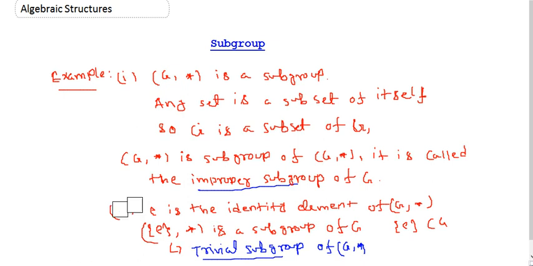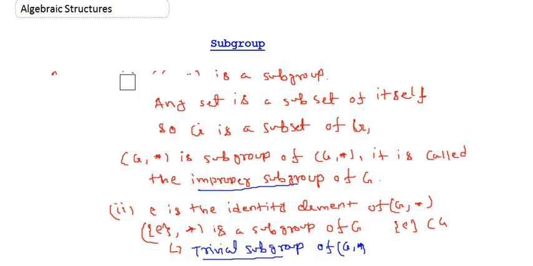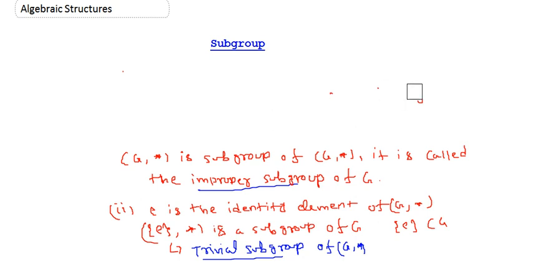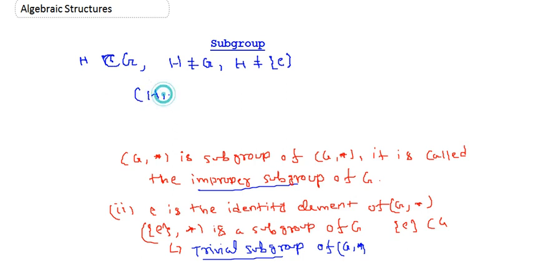So let me write that down. If we have a subset H of G, this does not mean that H cannot be equal to G, but we have imposed something like that: H is not equal to G, and H is also not equal to the singleton set containing the identity element of the group G. And if the subset H under the same composition of G becomes a group, then it's a subgroup of G.